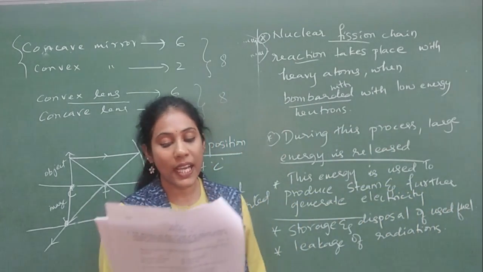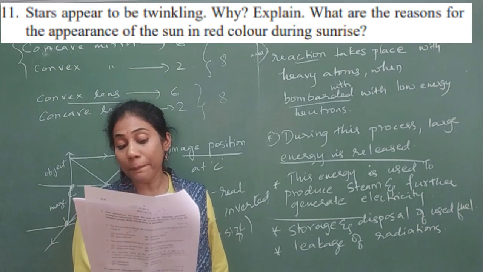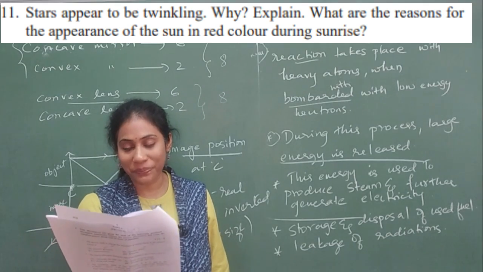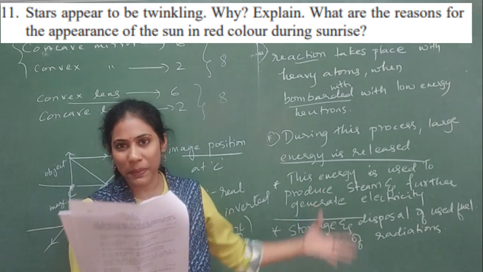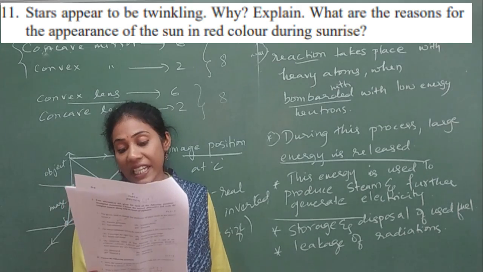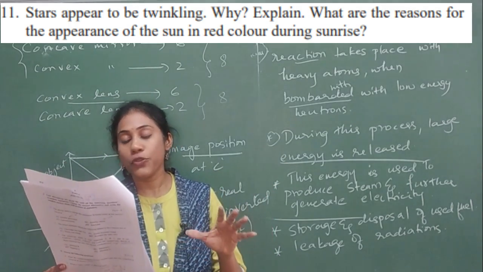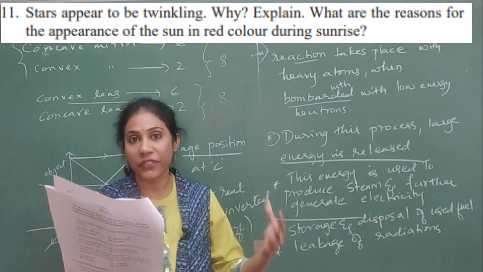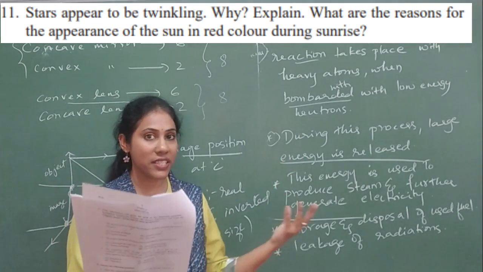It is from the Human Eye and Colorful World chapter. Very simple question. Stars appear to be twinkling. Why? It's because of atmospheric refraction, isn't it? Stars appear to be twinkling. Why? Explain. You have to explain in some points. And what are the reasons for the appearance of the sun in red color during sunrise? During sunrise and sunset, the sun appears to be in red color. So what is the reason they are asking? So you have to explain that in different points. So the points in a simple form I'll mention on the board. You can just look and observe.